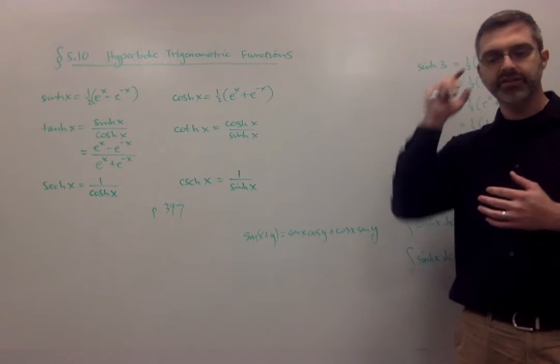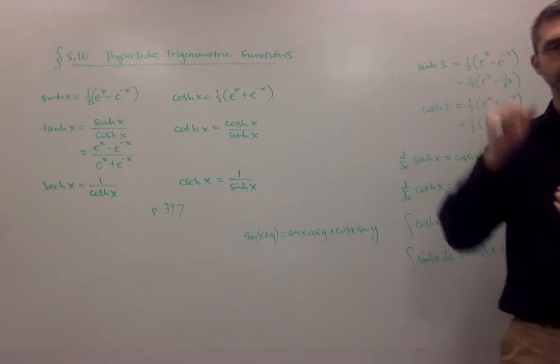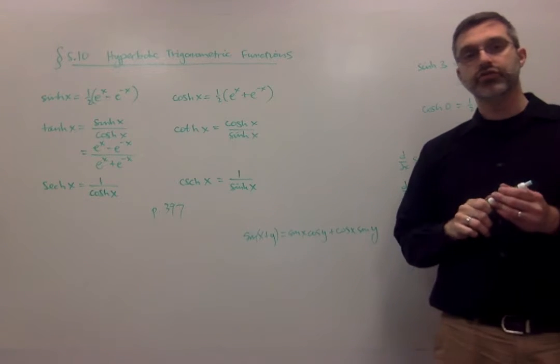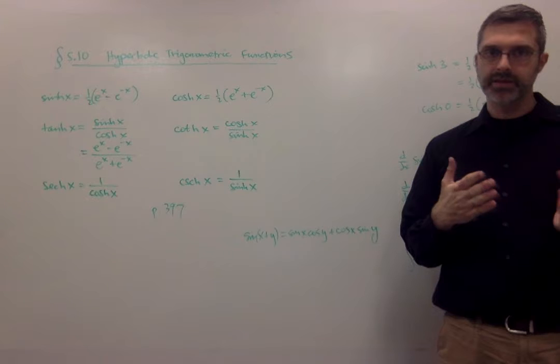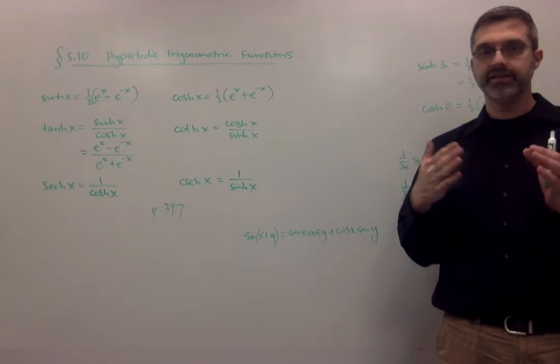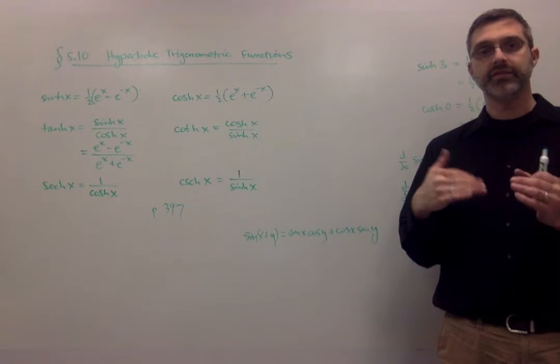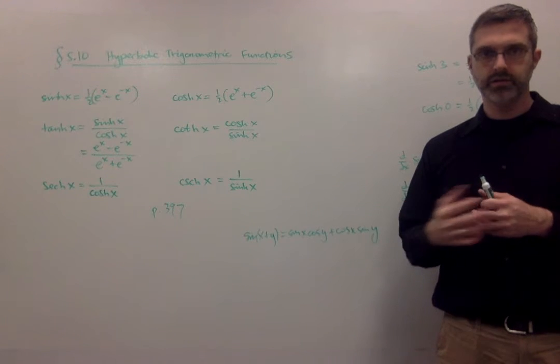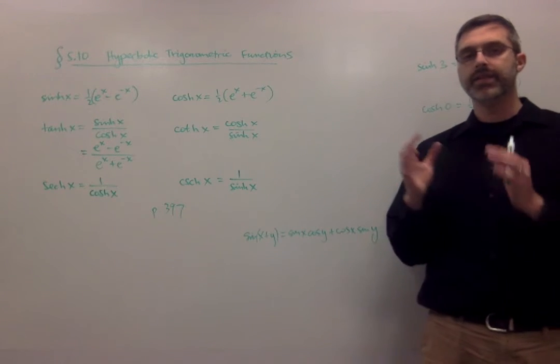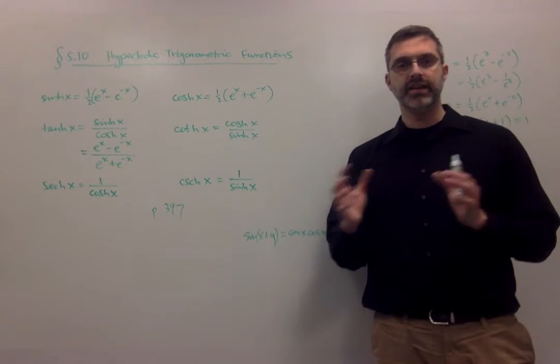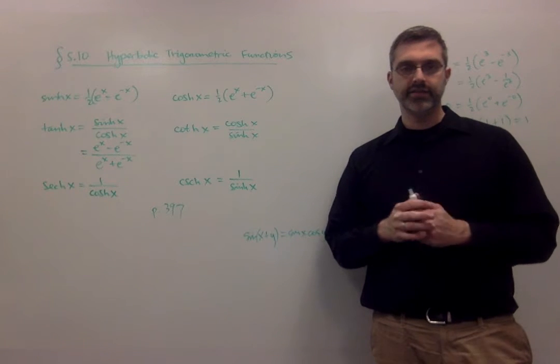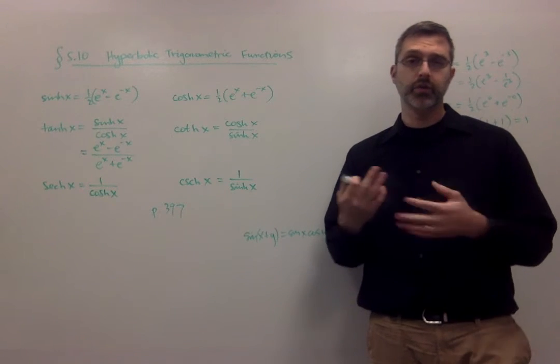So that's the motivation behind why we call these trig functions. They're hyperbolic because they're based on cosh squared minus sinh squared being 1 instead of cosine squared plus sine squared being 1. They're hyperbolic, and they're trig functions because they obey similar identities to the trig functions that we're actually familiar with, cosine and sine.